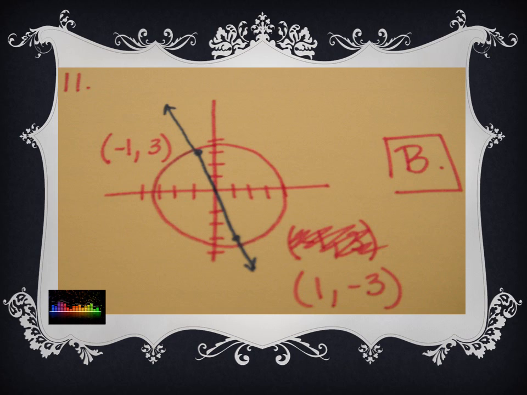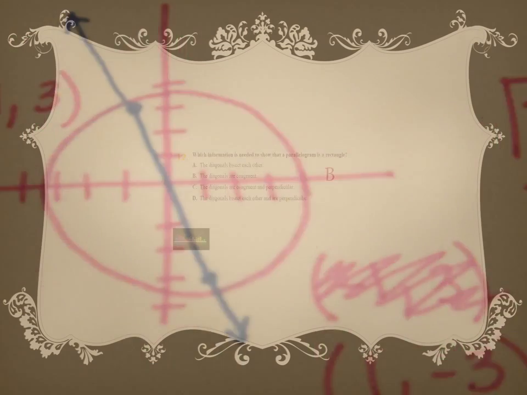The line has a slope of negative 3. So you start at your origin, go down 3 over 1, and then you can also go up 3 to the left 1. Draw your line, and you end up getting (−1, 3) for a point of intersection, and (1, −3) for a point of intersection, which your answer choice is B.